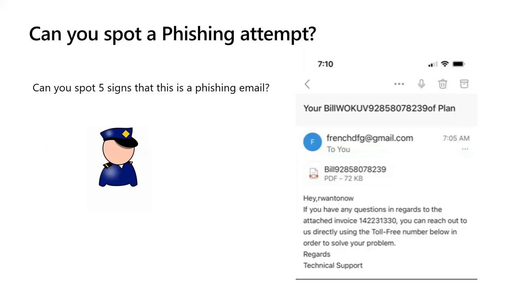The numbers after bill in the subject line and in the attachment are different. Very good, definitely have one of them. So up there on the top, the subject line, bill, what the heck, and then that doesn't match the attachment. Yep, definitely one of them. What else we got?